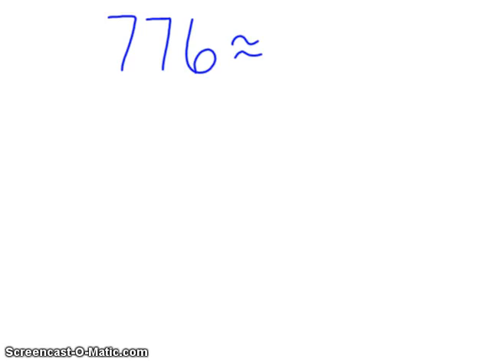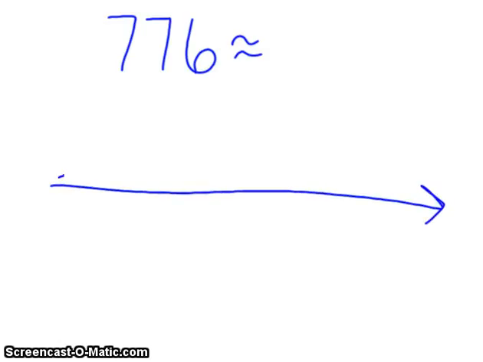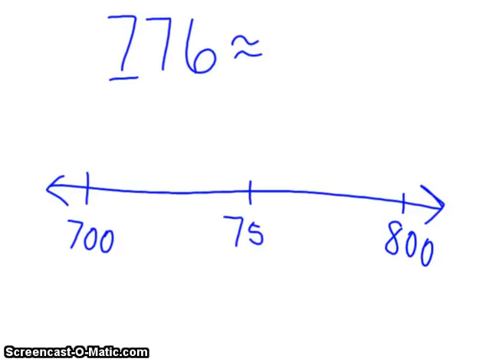This time I'm going to round 776 to the nearest 100. Again, I'm going to draw my number line. I look at my hundreds place since I'm rounding to the nearest 100, and I notice that's 7. So that's a hint that the 100 that comes before 776 must be 700. The 100 after that, if I add 100 to 700, gives me 800. Then I always mark what comes exactly in the middle. In this case, it's 750.